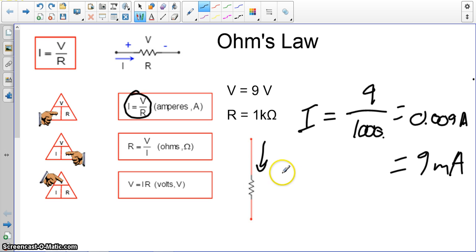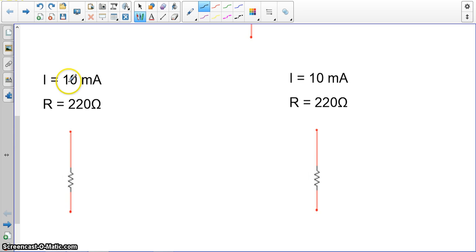All right. So there you go, Ohm's law. So let's do this one. So here we have, well, what's the thing missing? I don't know.